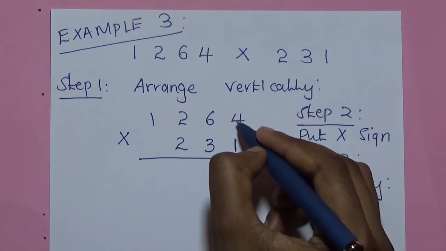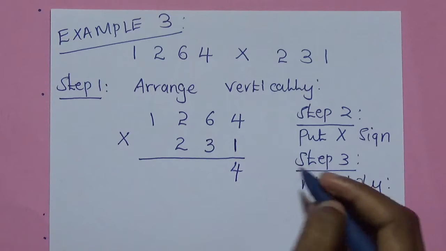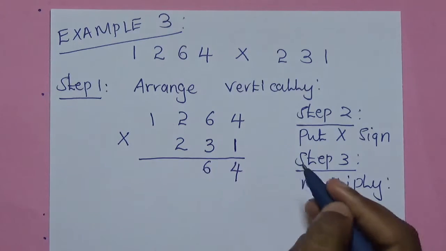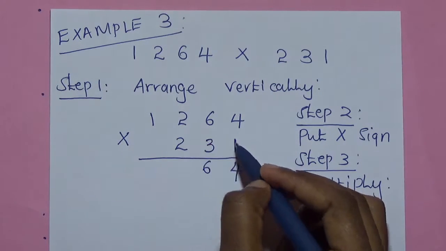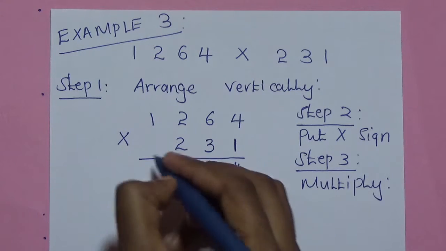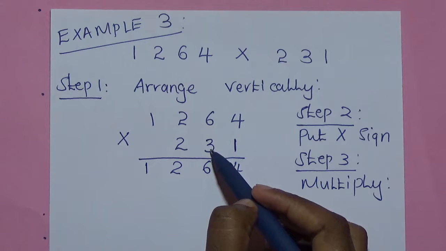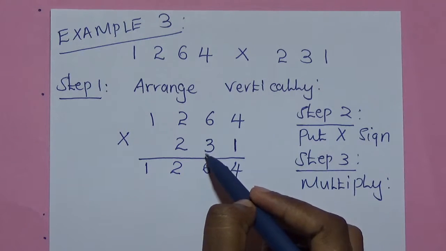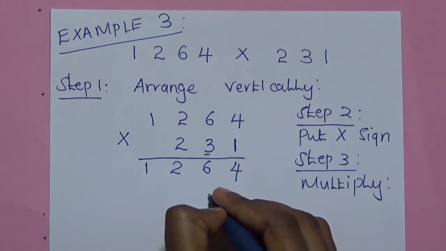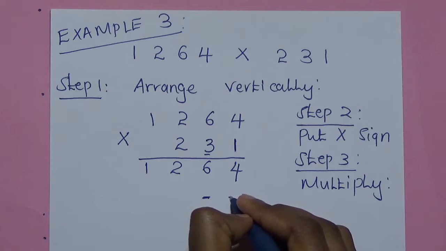So, we have 4 times 1, we have 4. Then, 6 multiplied by 1 will be 6. 2 multiplied by 1 will be 2. And finally, 1 multiplied by 1 will be 1. Now, we multiply with the second digit. And we have said, when you go to the second digit, you start at the second position, at this position. You have jumped the first position.